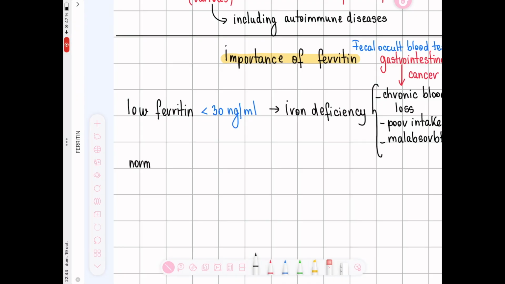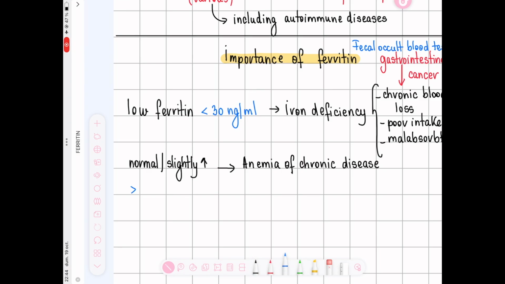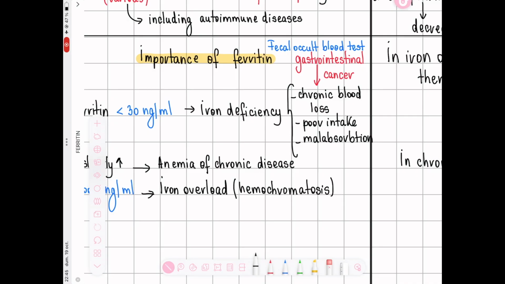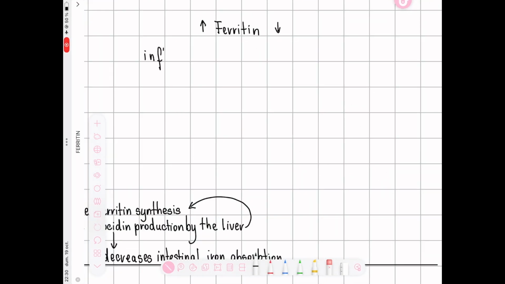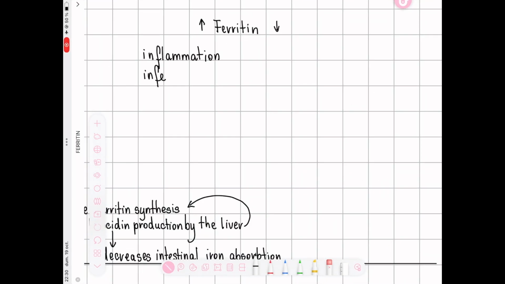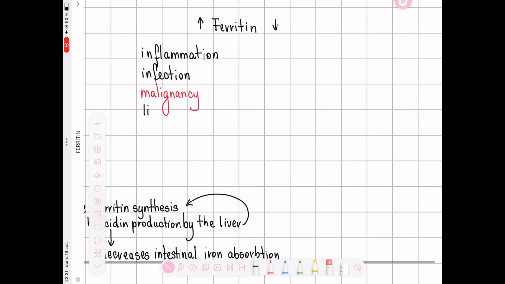If there is a high suspicion of gastrointestinal cancer, a fecal occult blood test can be helpful. Higher levels of iron can be seen in iron overload states, such as hemochromatosis or secondary to repeated transfusions, or in inflammatory states. Ferritin levels greater than 2000 nanograms per milliliter are seen in hyperferritinemic syndromes, which we will talk about later in the video. As a quick recap, ferritin levels are increased by inflammation, infection, malignancies, iron overload states such as hemochromatosis and liver injury, and decreased by iron, protein, and zinc deficiency.